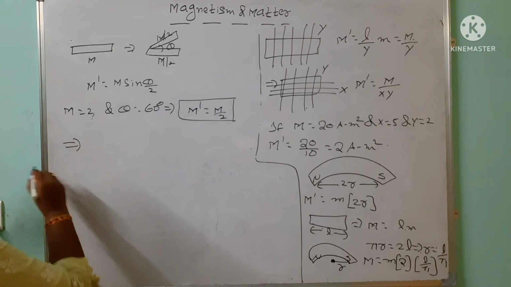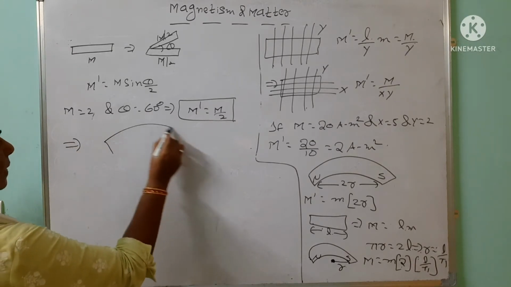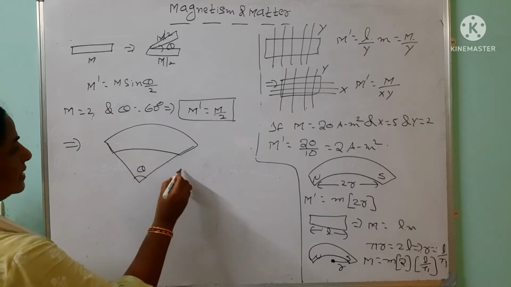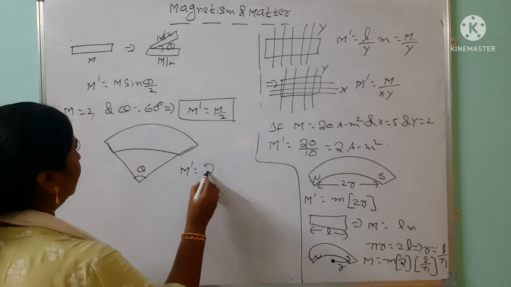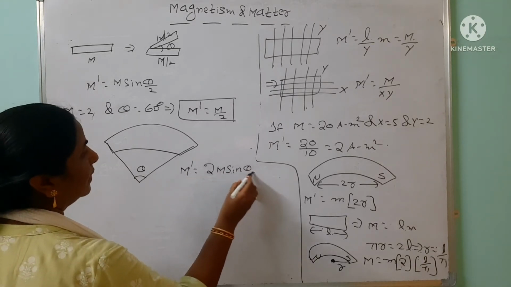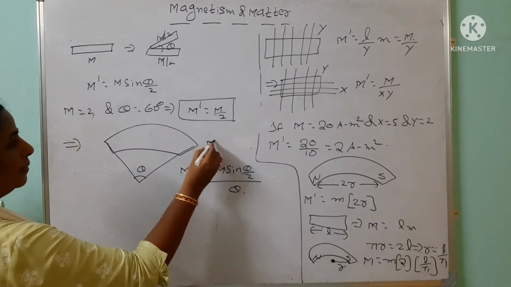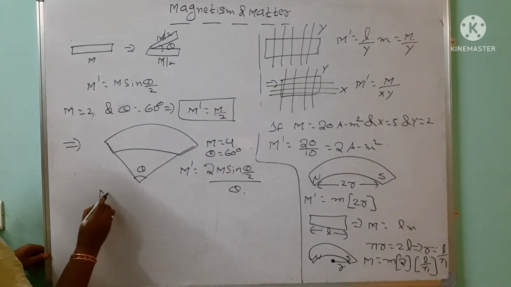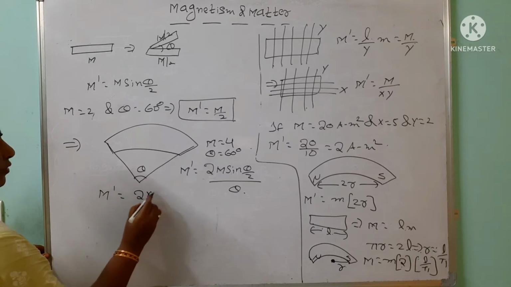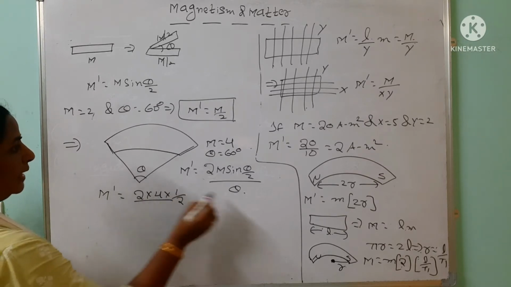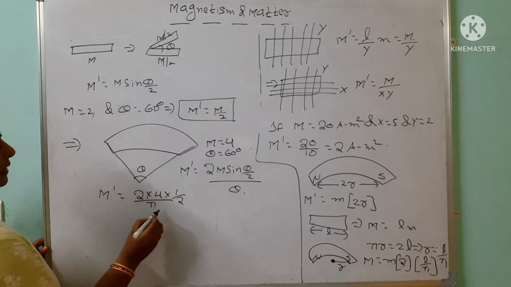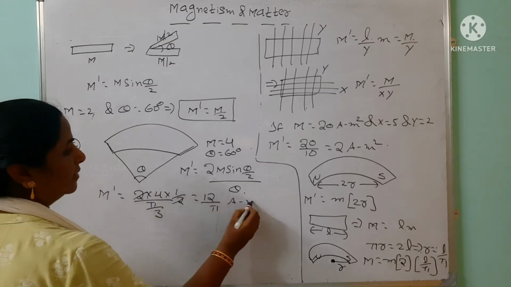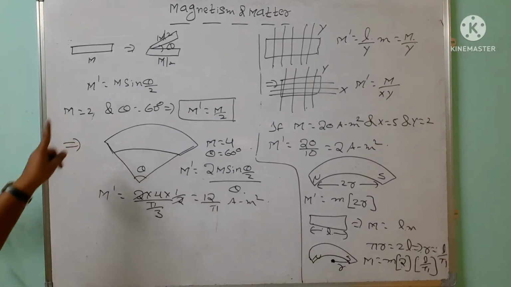Not only this, look here. We take one magnet, bent like an arc, and it subtends an angle theta. In this case, the new magnetic moment, you should remember, is 2M sin theta by 2 divided by theta. Suppose the initial magnetic moment is 4 and theta equals, as usual, 60 degrees. Then M dash equals 2 into 4 into 1 by 2 by theta. 60 degrees is pi by 3. After simplification, 12 by pi ampere meter square. Like that we can calculate the magnetic moment.